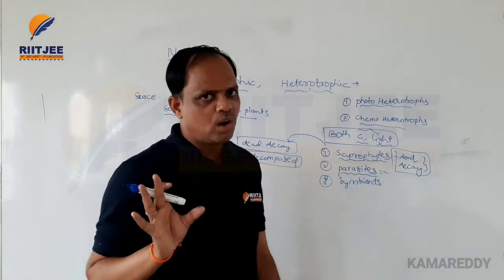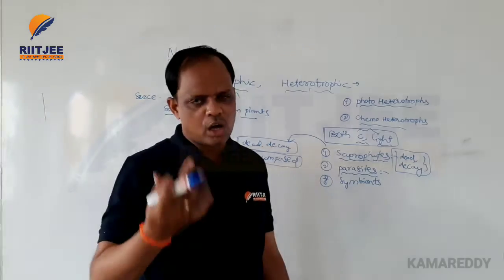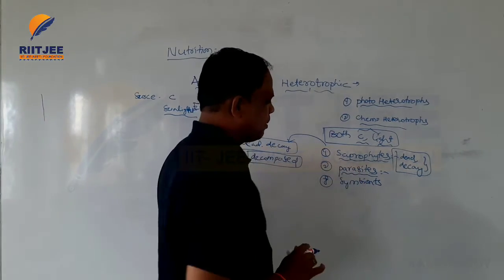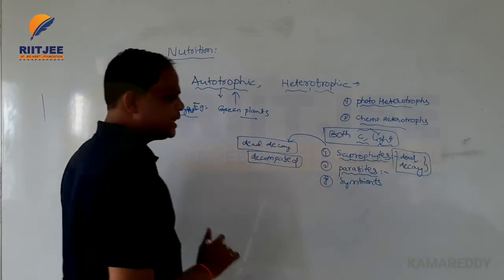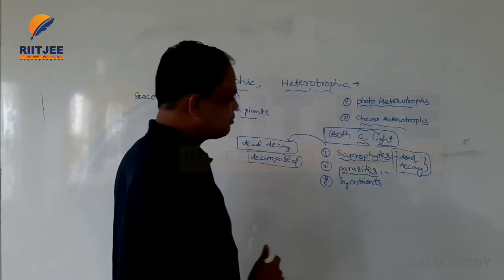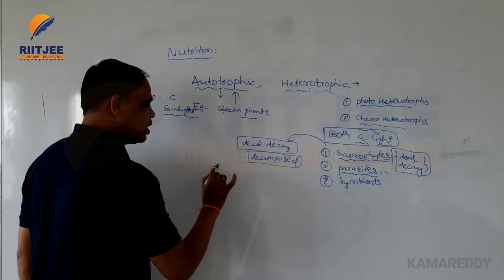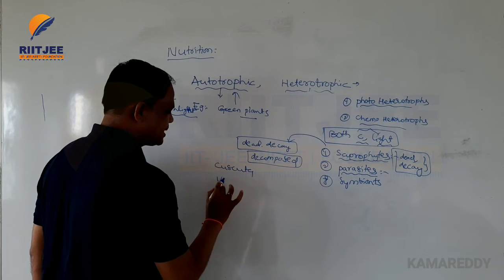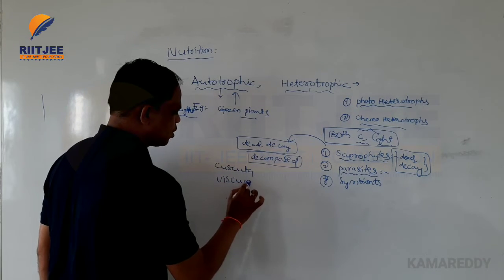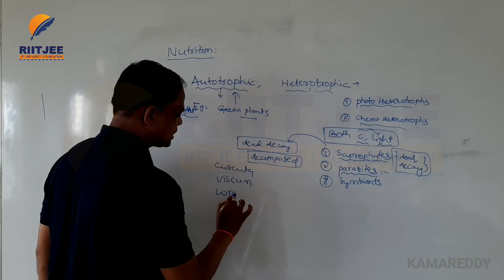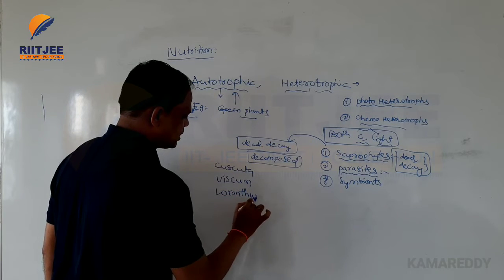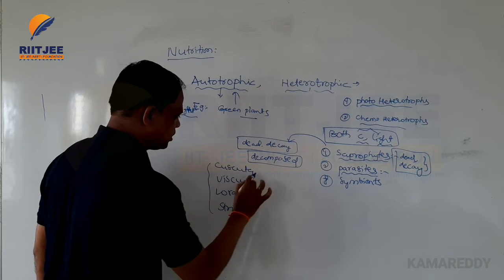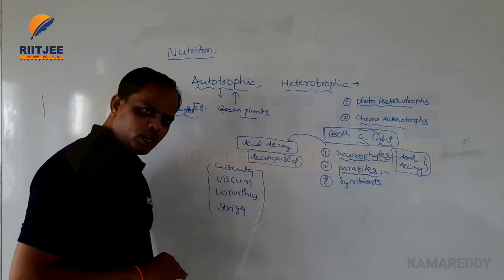Okay, so it is not harmful to human beings. Here, these are parasites. In plant systems, most of the examples are Cuscuta, Viscum, Loranthus, Striga. These are very important terms.